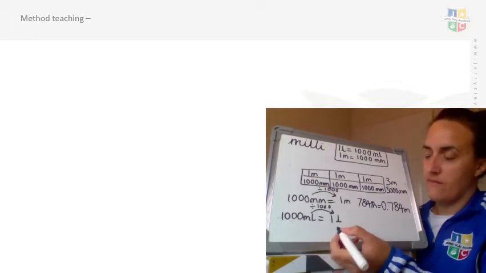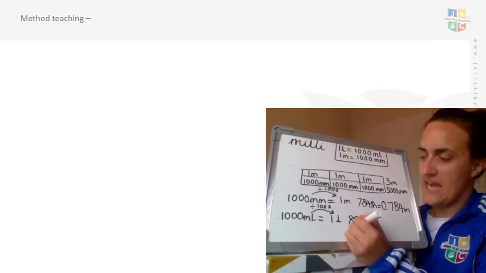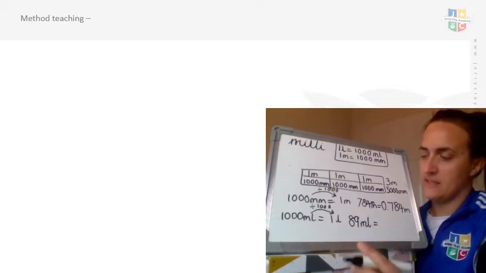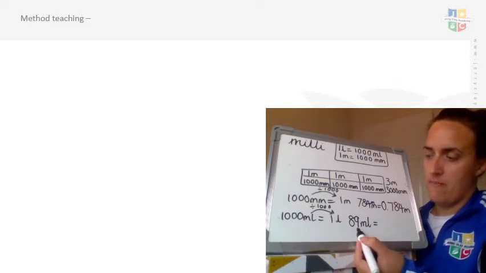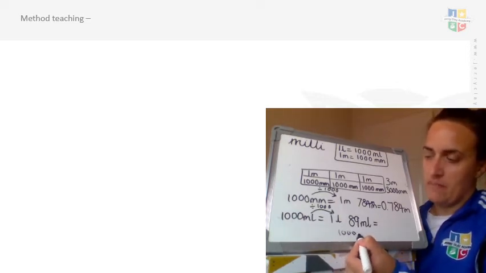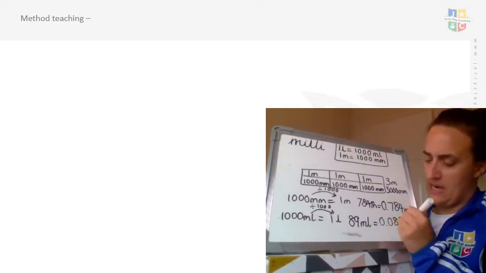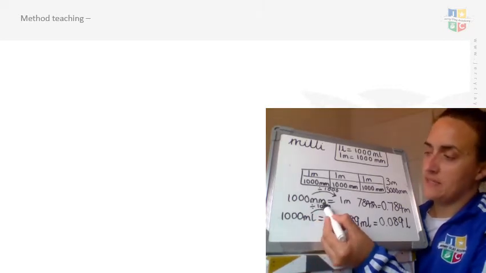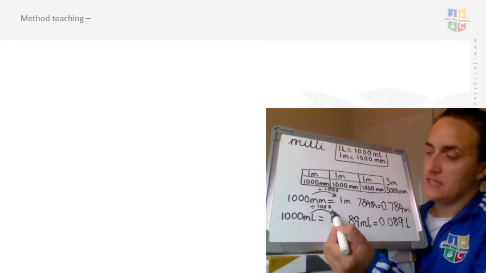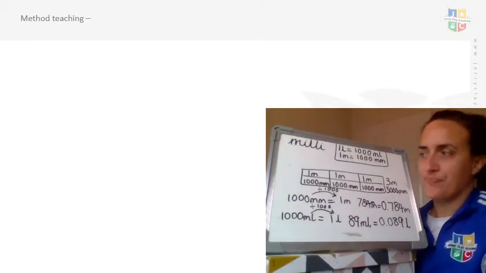And let's give you another one for millilitres. What about this one then? 89 millilitres. Still got to divide by 1,000, because remember 1,000 millilitres is a litre. This is going to be much smaller, and it would be 0.089 litres. So when you're converting from millimetres or millilitres to litres or metres, we're dividing by 1,000 this time.